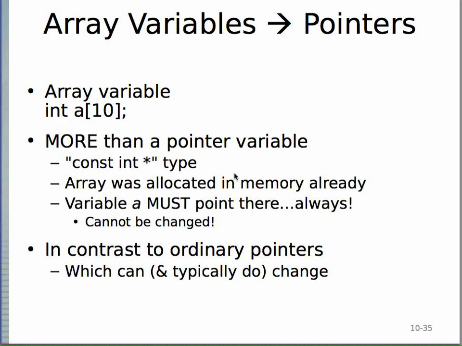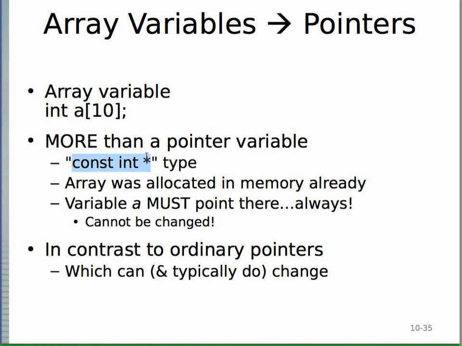In the last video, we saw that if you have an array variable like int a[10], remember this is allocated from the stack. And if you were to look at what a actually is, it's just a pointer to an int, just like if you said int *a. But there's one big difference. It's more than just a pointer variable. It's actually a const int *.